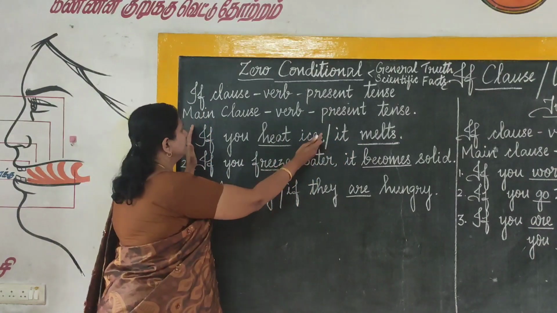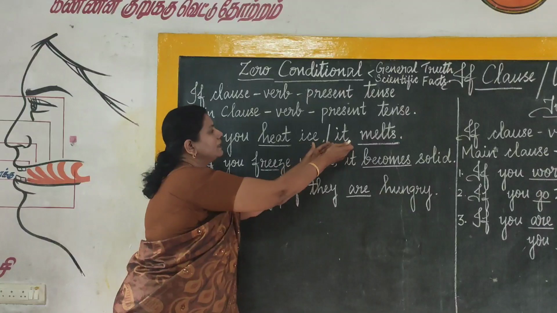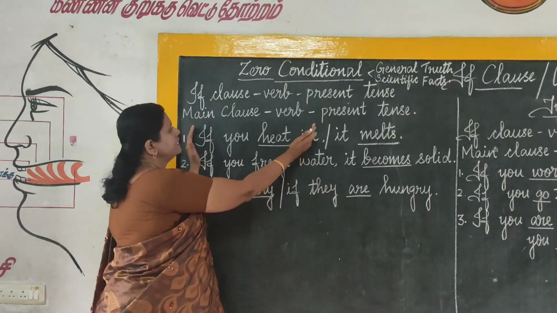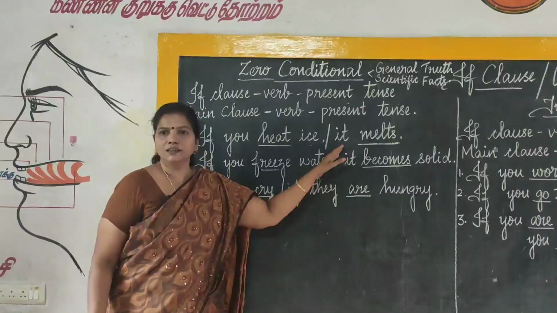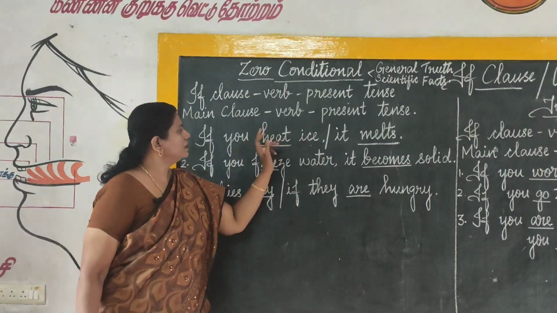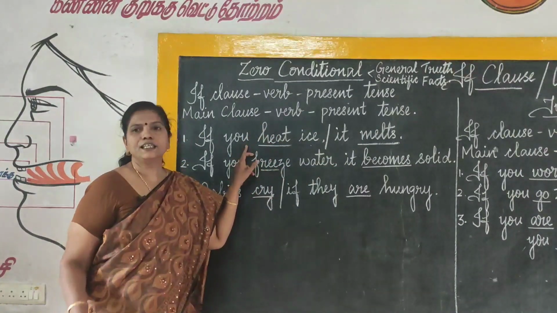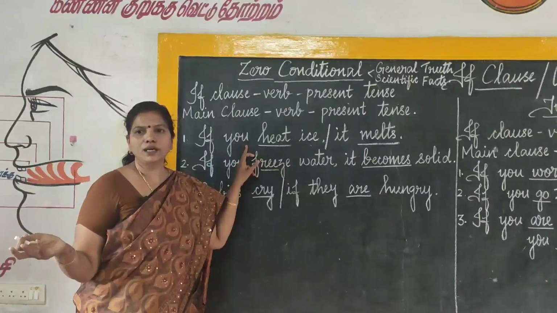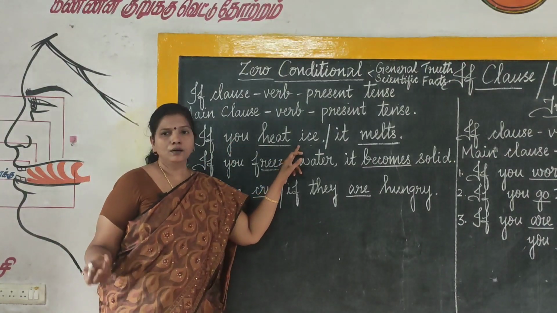This clause is called a dependent clause because it depends on the main clause. It gets meaning only when it depends on this main clause, right? So this is the result clause or main clause. This one is called the if clause or subordinate clause or dependent clause. All three are the same. If you heat ice, what happens?